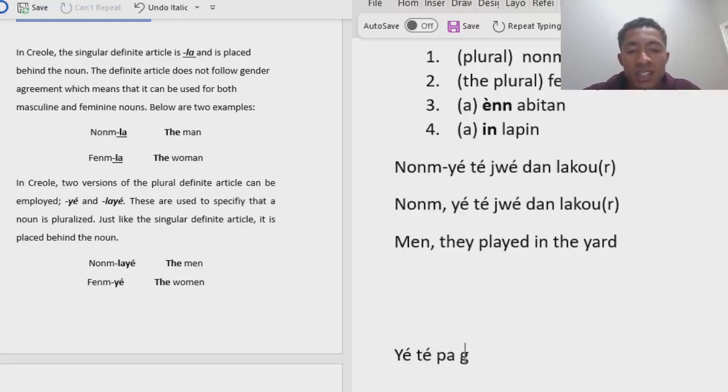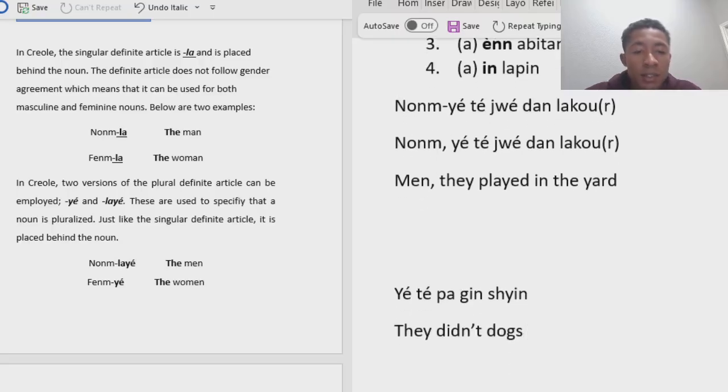il était pas un homme. They didn't have men. I don't know why this is the word that came. I'm gonna use a different word. Il était pas un chien. They didn't have dogs. This is contextual. Due to the context, you can actually know that this is a plural.